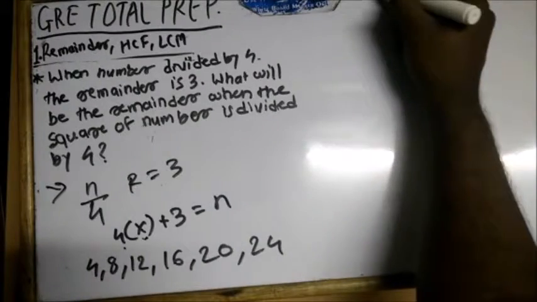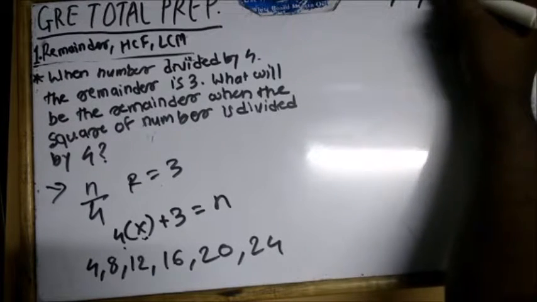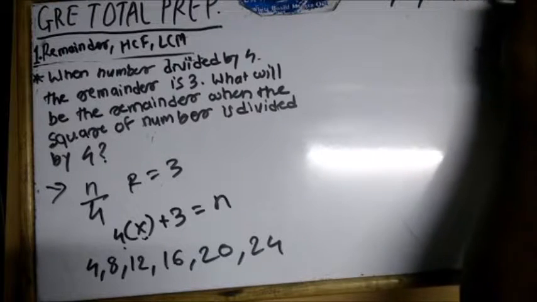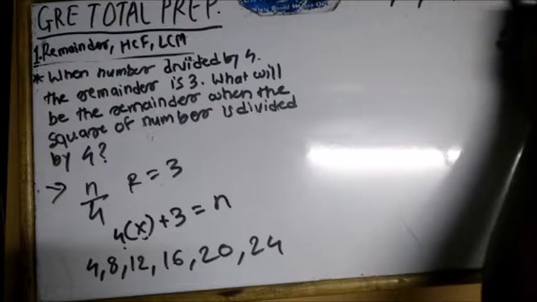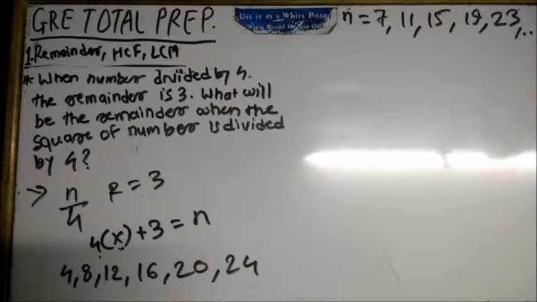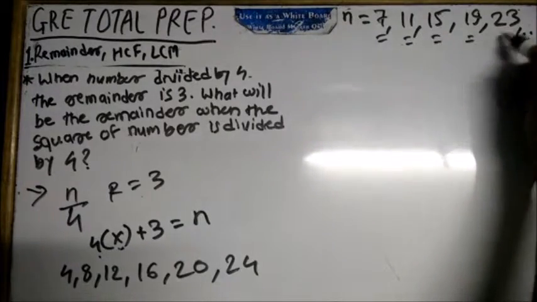So 4 plus 3 is 7, 8 plus 3 is 11, 12 plus 3 is 15, 16 plus 3 is 19, 20 plus 3 is 23. That's sufficient. The series will go on. So n should be 7, 11, 15, 19 or 23.